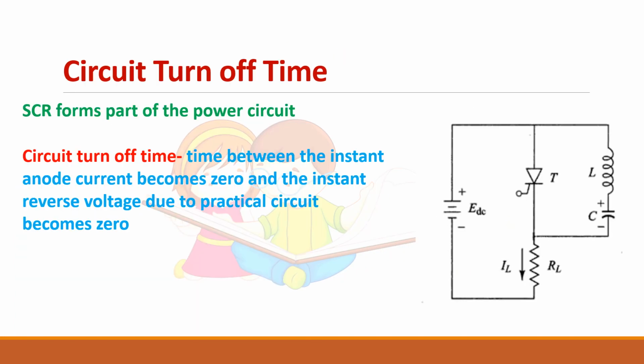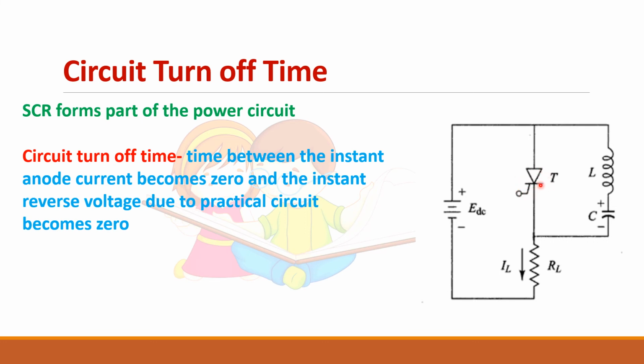Now, circuit turn off time. This SCR is a part of this power circuit. Suppose I want to turn off this SCR by making the anode current fall below the holding current, and SCR is about to turn off. Now due to this circuit, some current is flowing here. In that case, SCR will not get turned off. Instead it turns on again. This is called commutation failure.